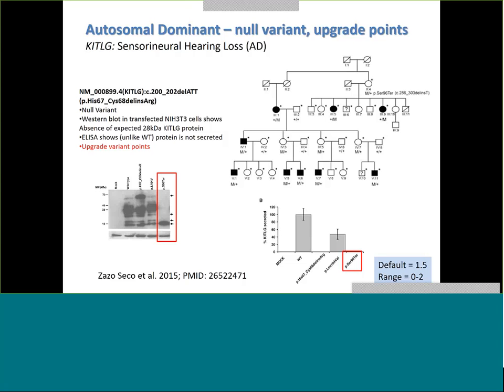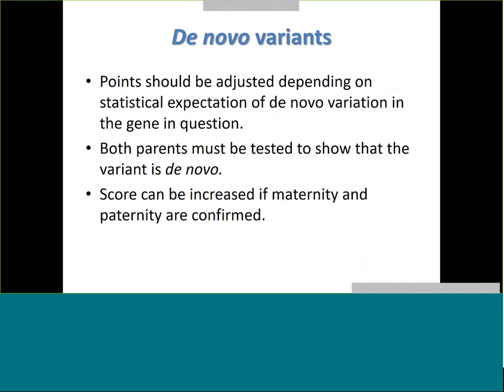Right. So any other thoughts on that one? Right. So moving on to de novo variants. For de novo variants, points can be adjusted depending on the statistical expectation of de novo variation in the gene in question. Both parents must be tested to show that the variant truly is de novo. And of course, just looking for the variant, if a parent doesn't tell you that the parents truly are the parents, especially with paternity, so the score can be increased if maternity and paternity are confirmed.